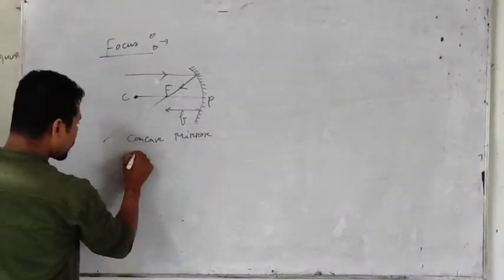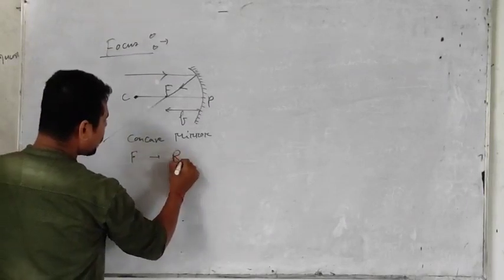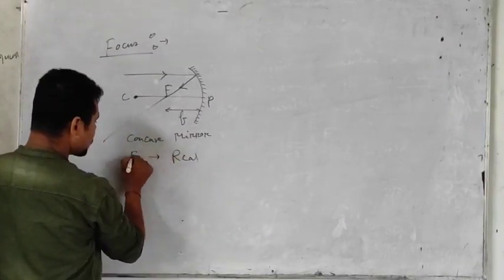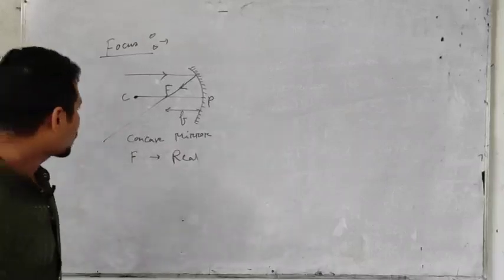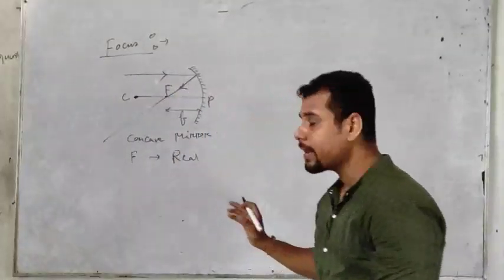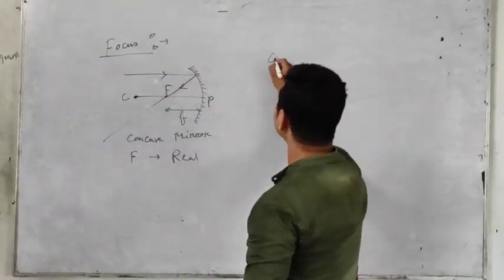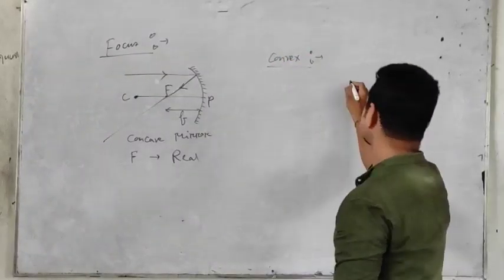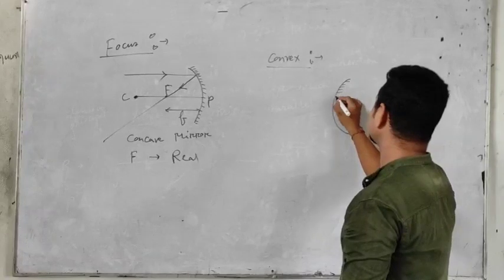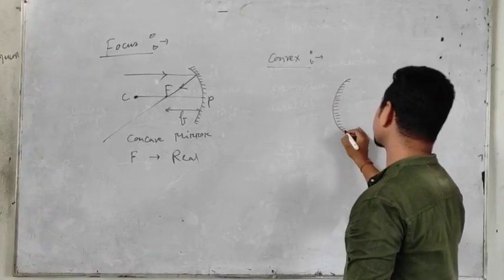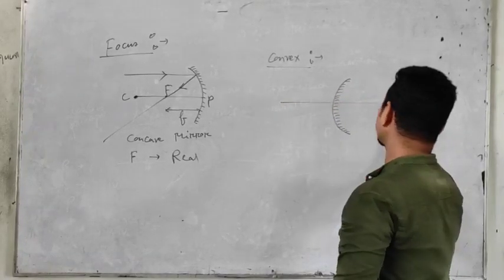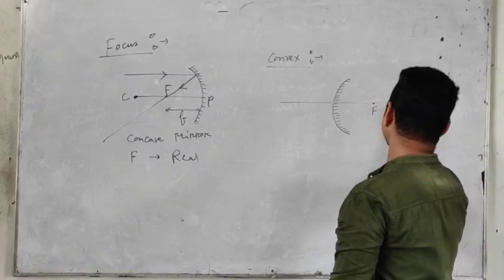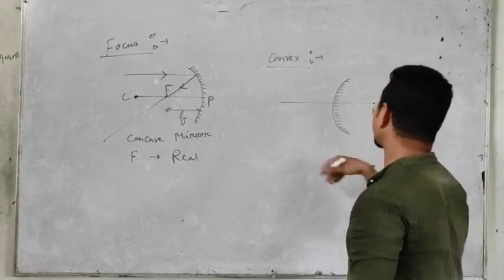For concave mirror, the focus will always be real. Okay, concave mirror focus is always real, and for convex mirror, your focal length will be virtual.